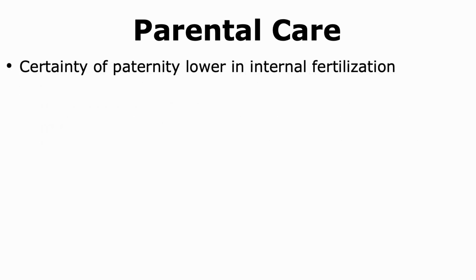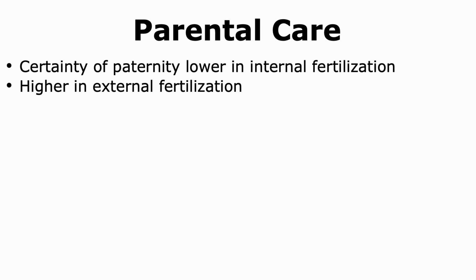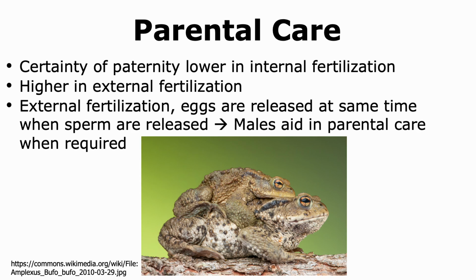It has been shown that the certainty of paternity is lower in animals that use internal fertilization for reproduction. In this scenario, there is always a small chance that the male who takes care of the progeny may not be the biological father. On the other hand, the certainty of paternity is higher when organisms use external fertilization for reproductive purposes. In external fertilization, the males and females are in close vicinity of one another, and hence the eggs are released at the same time when the sperm are released. Thus, there is a higher chance that the male who is close to the female during external fertilization will be the biological father of the resulting progeny. Such males are known to invest more time and energy in the parental care of their offspring when the need arises.